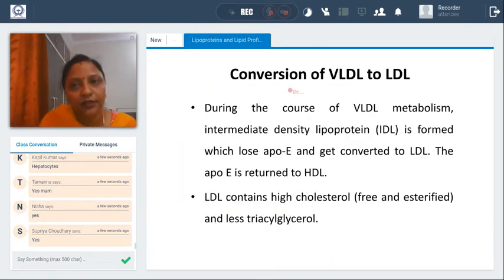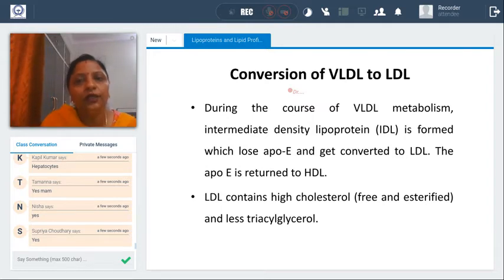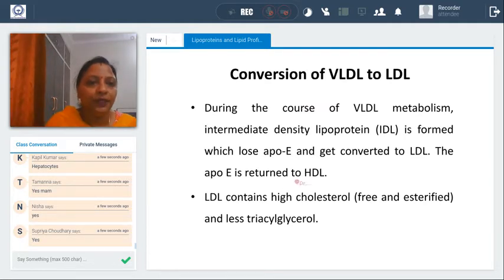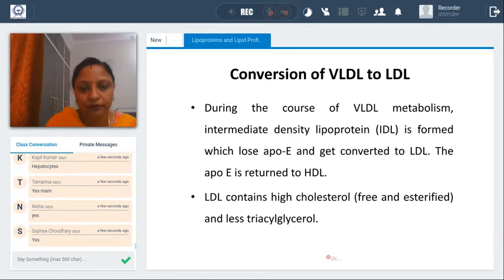So the next point is conversion of VLDL to LDL. During the course of VLDL metabolism, intermediate density lipoprotein IDL is formed, which loses ApoE and gets converted to LDL. The ApoE is returned to HDL. Please take care of this point. LDL contains high cholesterol, as you know, free or esterified, and less triacylglycerol. So it contains high cholesterol.